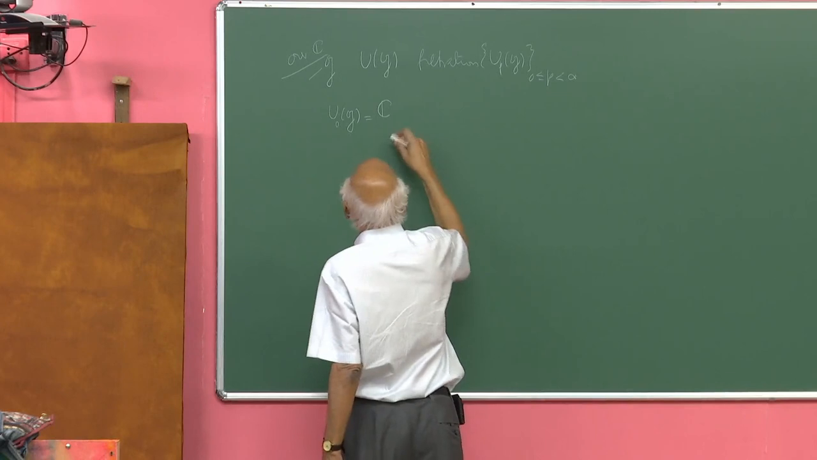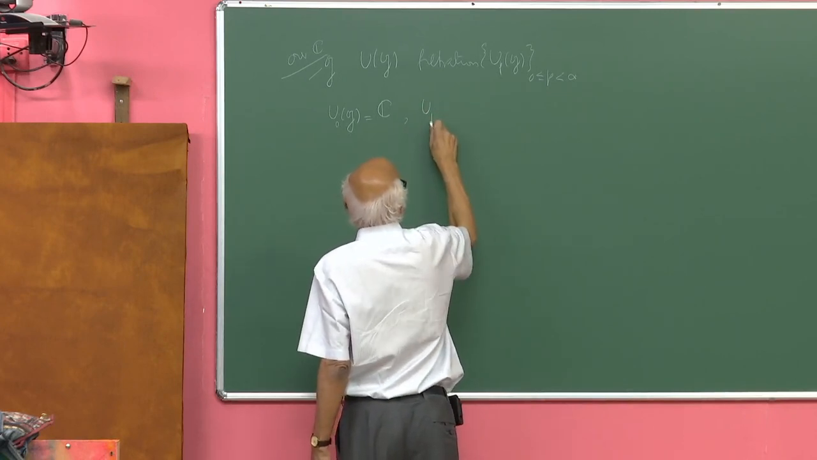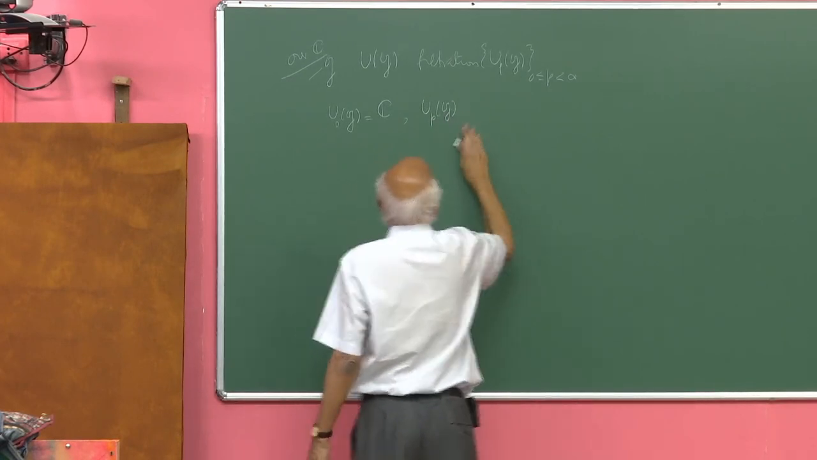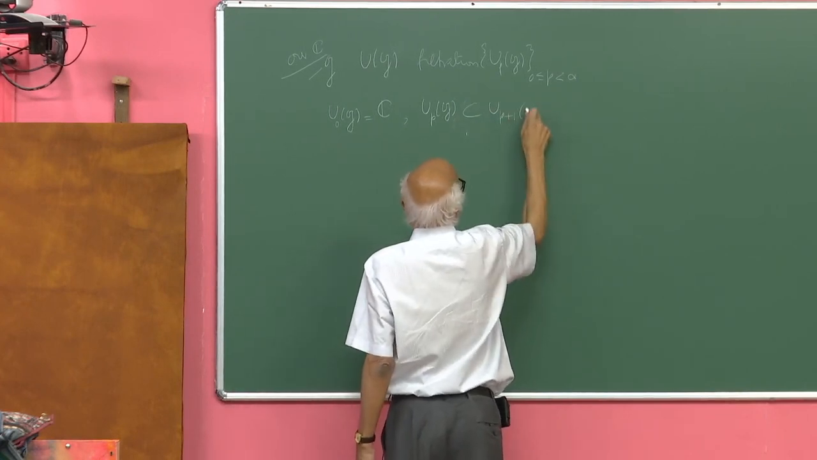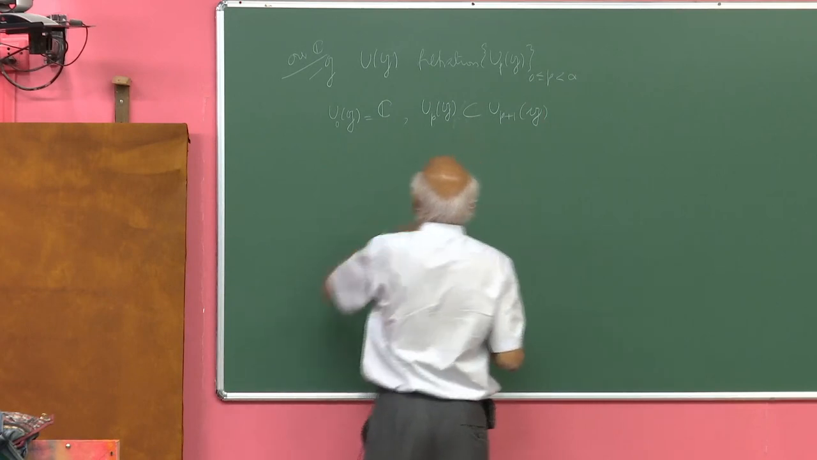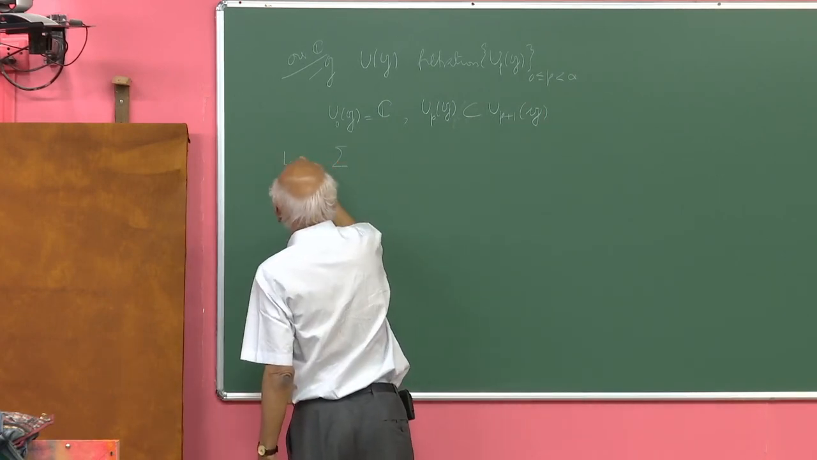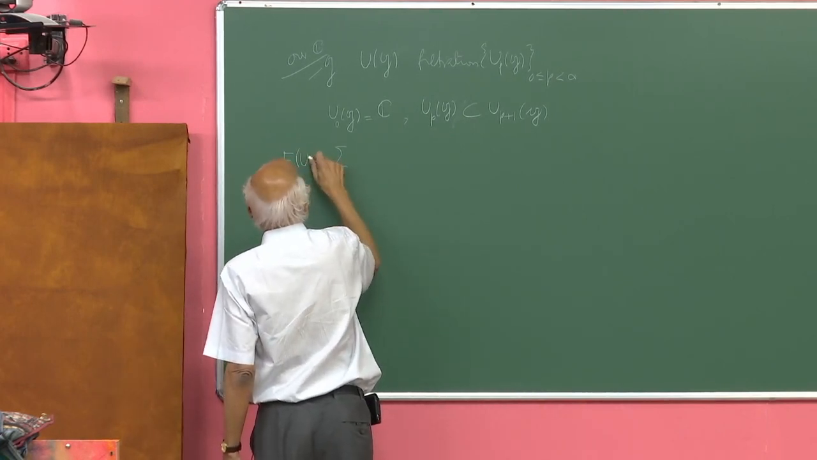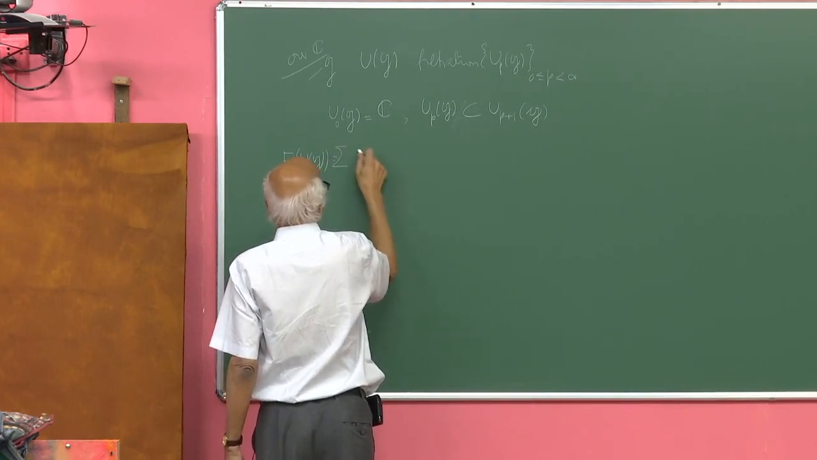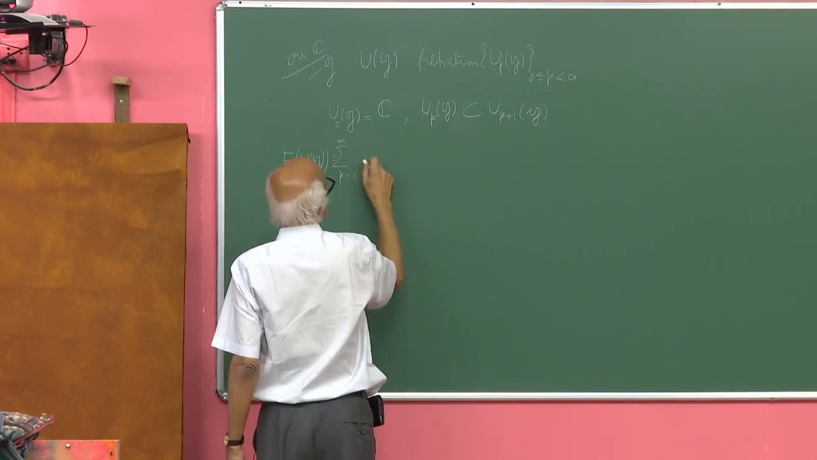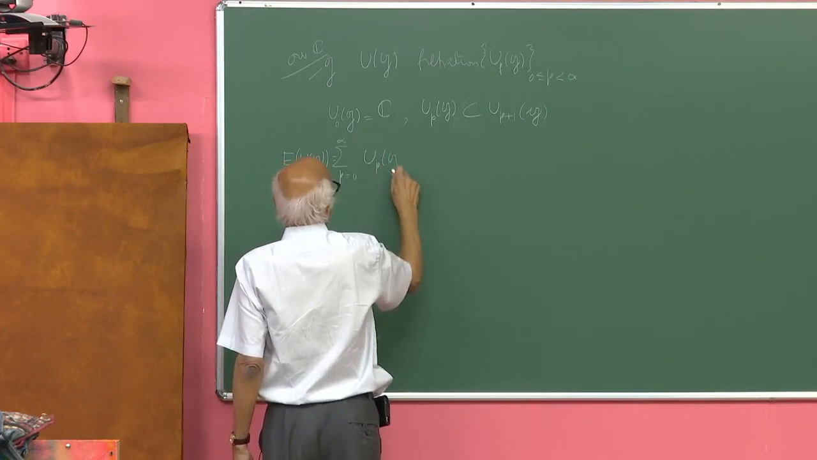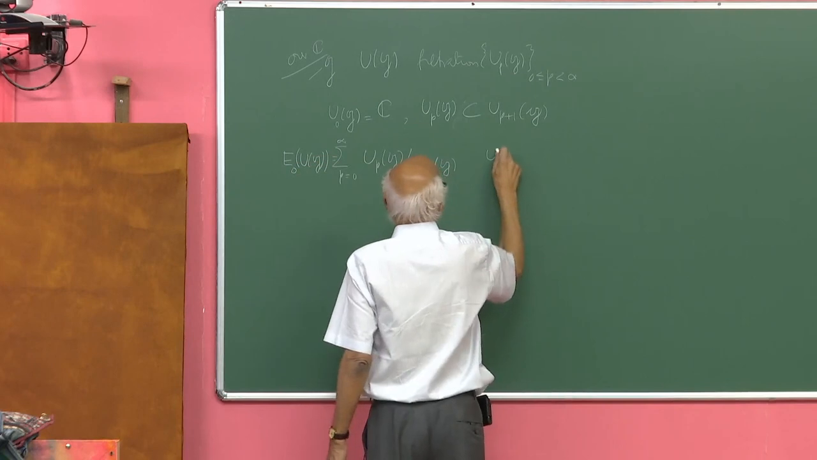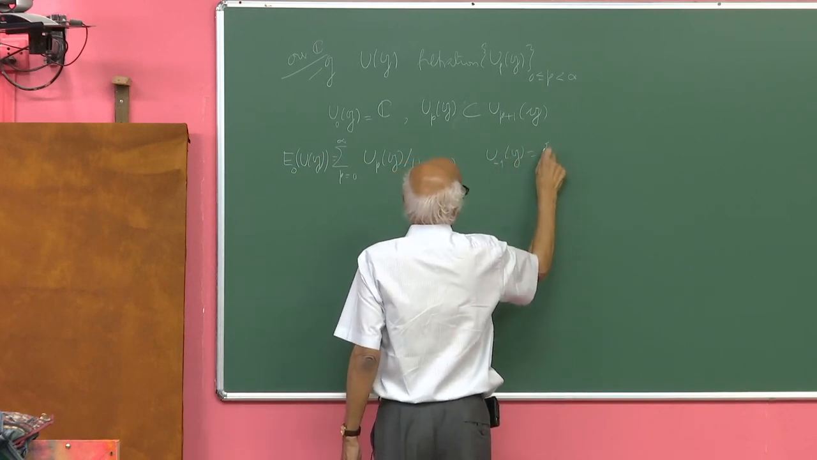U_0(G) equals C, and we denote U_p(G) by U_{p-1}(G). U_p(G) is contained in U_{p+1}(G), and one can form the so-called associated graded algebra of UG, which is the sum for p equal to 0 to infinity of U_p(G) by U_{p-1}(G), it being understood that U_{-1}(G) is 0.